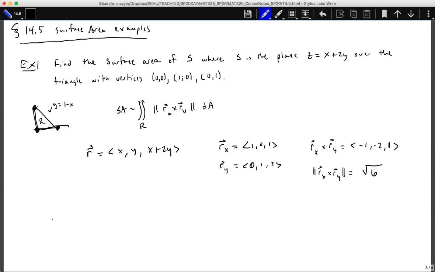So this region we can nicely define as the integral from 0 to 1, the integral from 0 to 1 minus x, so doing our rectangles vertically, of square root 6 dy dx. So this evaluates nicely to square root 6 over 2. And this is the surface area of that plane over that triangular region.